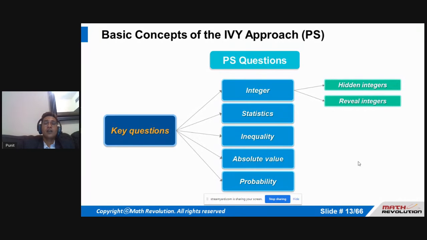I could say 9 to the power of 1 as well. So now that 1 was hidden, this is wherein we have to pay much attention to it. So that is wherein integers are dealt with as hidden integers and revealed integers. Then we have statistics, then inequalities, then absolute values, and then probability. Probability is generally conditional probability and Bayes' theorem, so that is what needs more work.